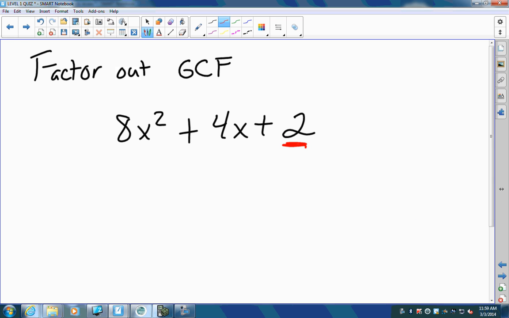2. You look at the smallest number. Does 2 go into 4? Yes. Does it go into 8? Yes. Is there a letter in common in all of them? There's not, because there's not an X right there, is there? So the GCF is 2.